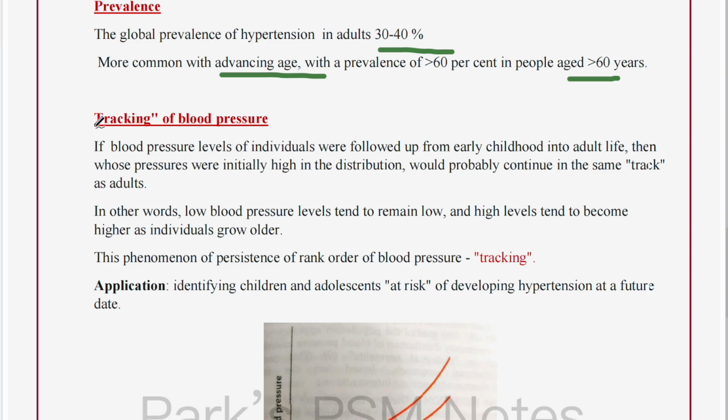Next is the tracking of blood pressure, which is the last point in this session. If blood pressure levels of individuals are followed up over a period of years, from early childhood into their adult life, then those individuals whose blood pressures were initially high would probably continue on the same track as they grow older. In other words, low blood pressure levels tend to remain low and high levels tend to become higher as individuals grow older.